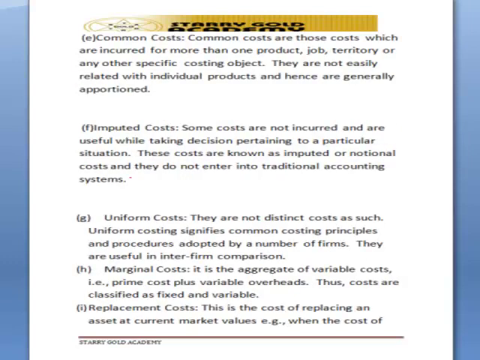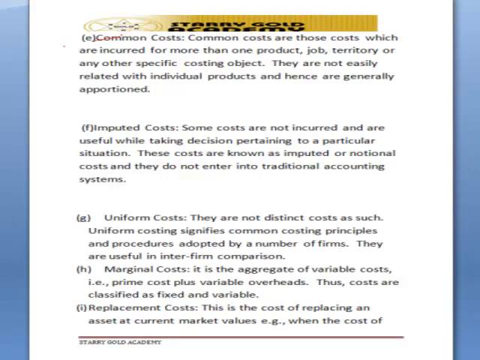Next, there's what we call a common cost. Common costs are those costs which are incurred for more than one product, job, territory, or any other specific costing object. They are not easily related with an individual product, and hence are generally apportioned. You can say that common costs are the cost of services employed in the creation of two or more outputs, which is not allocatable to those outputs on a clearly justified basis.